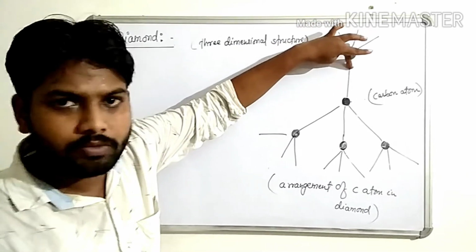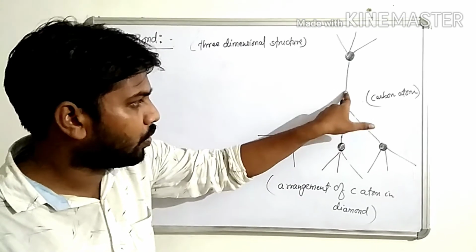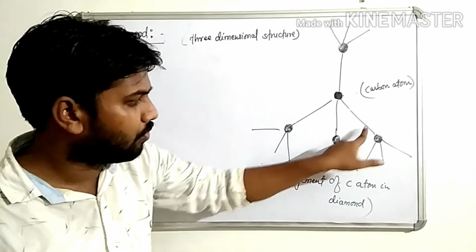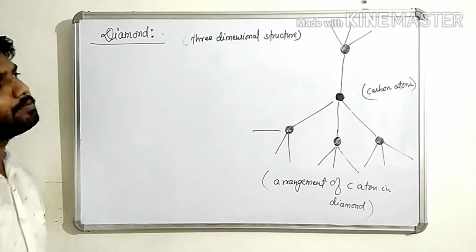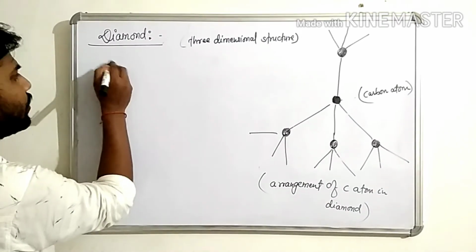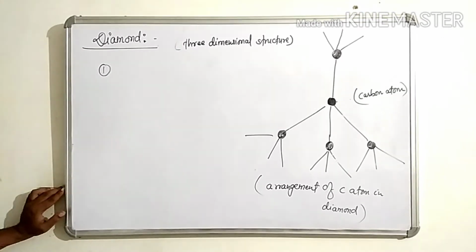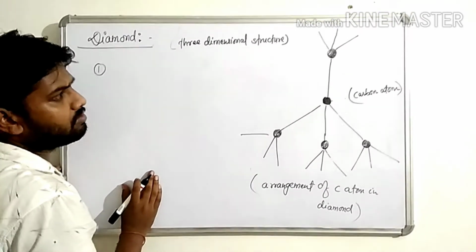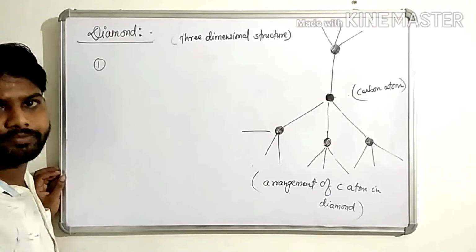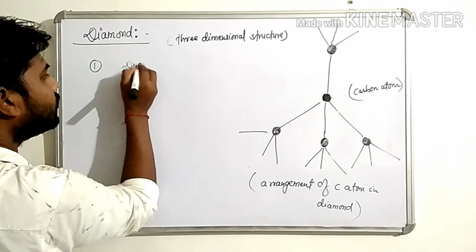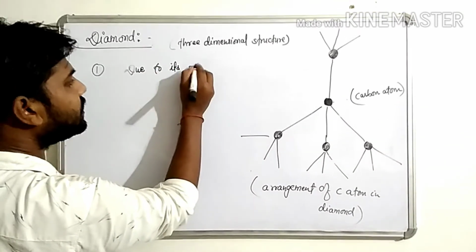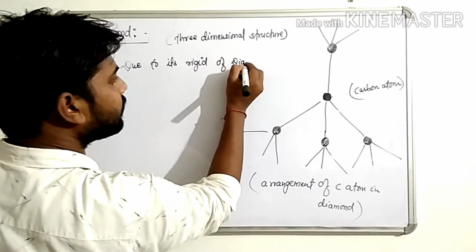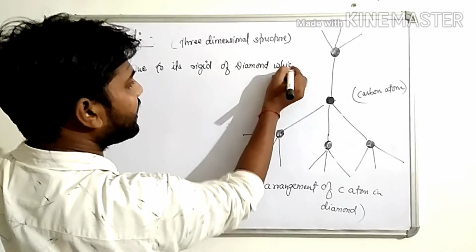1, 2, 3, 4 carbon. Clear, children? Now, see the first property of diamond. Due to its rigid and 3-dimensional structure, diamond is hard. Okay, you can write: due to its rigid 3-dimensional structure, diamond is hard.